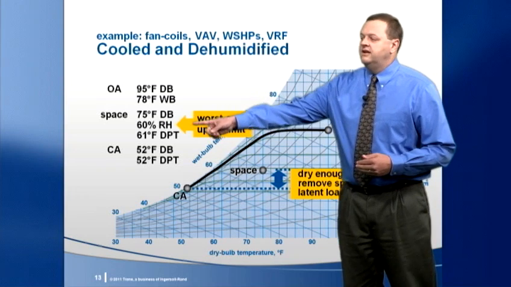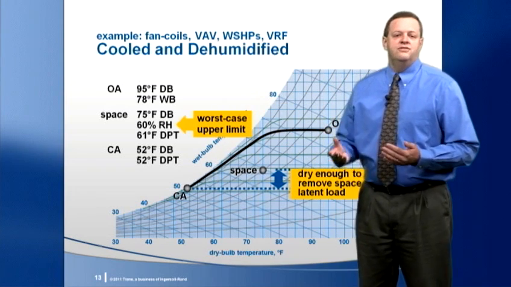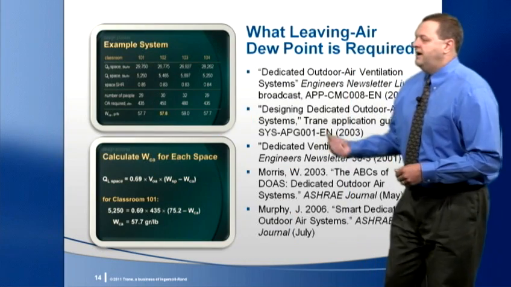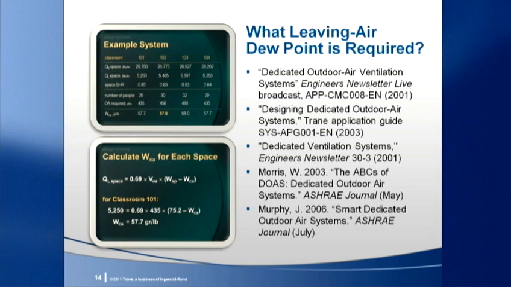Now I use 60% RH in my example, but you might choose to design the system for a lower or a higher limit. Back in 2001, we produced an E&L broadcast on dedicated outdoor air systems, where we walked step by step through the process of determining the required leaving air dew point. This is a critical step that we often see overlooked. If you are designing these systems, go back and watch that broadcast, or read some of the articles or other publications listed here. They're also listed in your bibliography. They also document this step-by-step process.